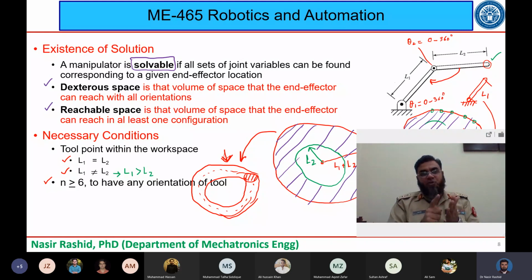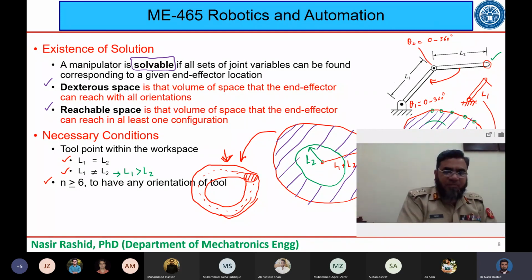But this would only be true if all the joint variables can rotate at 360 degrees. But there will always be constraints. There will always be limitations. So the joint may not be able to rotate at 360 degrees. Some of the joints may, but all the joints may not be able to rotate at 360 degrees. So that will become a constraint for us, and that will actually reduce our workspace, which is reachable or dexterous. So dexterous or reachable space को जब मैं mix या मिला लेता हूँ आपस में, so that actually becomes the workspace of my manipulator.